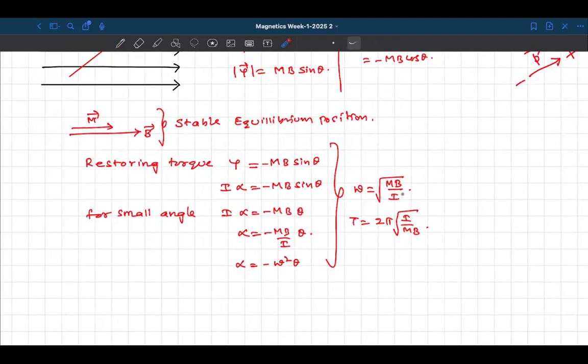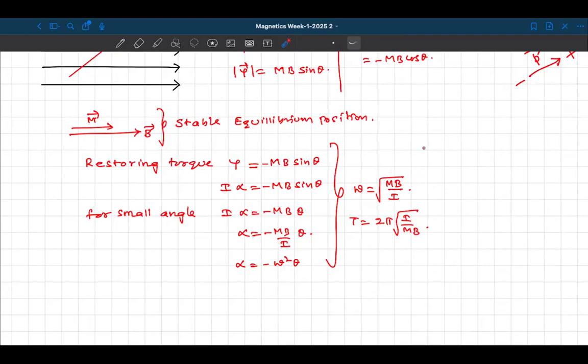So in the place of omega, you have root MB by I. In the place of time period, you have 2 pi root I by MB. So if a magnetic dipole is placed in stable equilibrium position and slightly disturbed, it will execute SHM. Remember, the field must be uniform in that case. In a non-uniform field, you cannot express this.